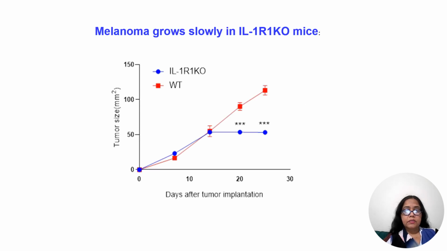This is the first experiment. We injected melanoma in interleukin 1 receptor knockout and wild type and found melanoma grows slowly in interleukin 1 receptor knockout than wild type.